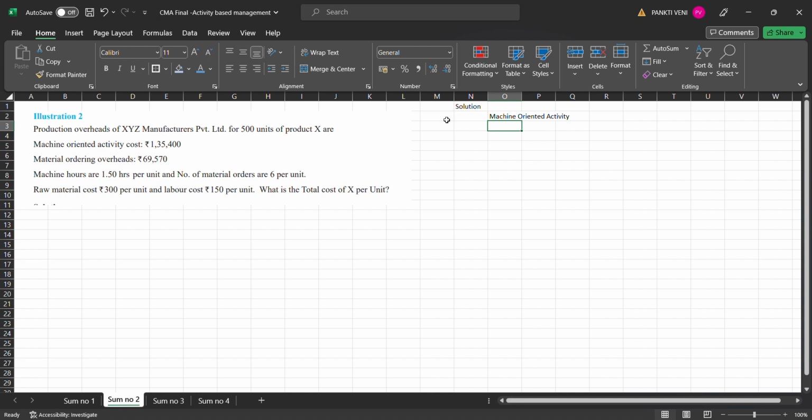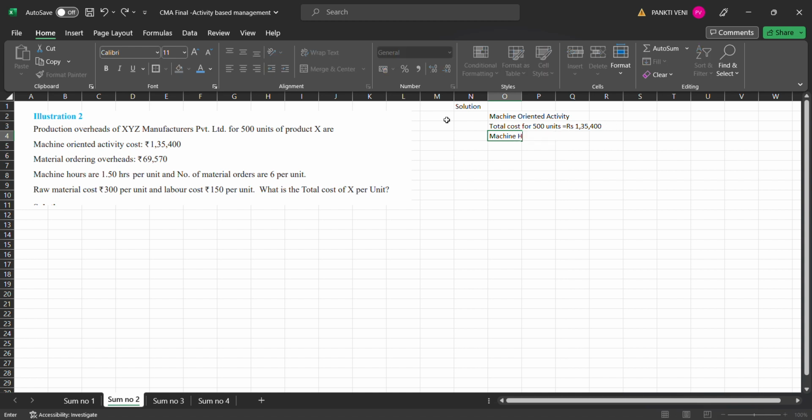So I have machine oriented activity cost. I'll note down the total cost. The total cost for 500 units given to me is 1,35,400 rupees. Then I have machine hours for 500 units. So have they given machine hours?